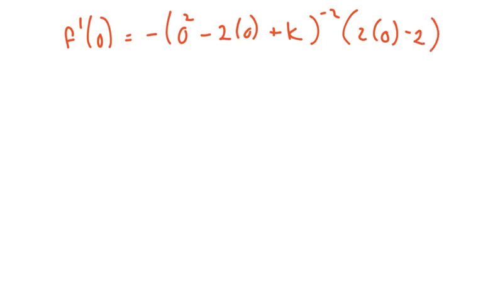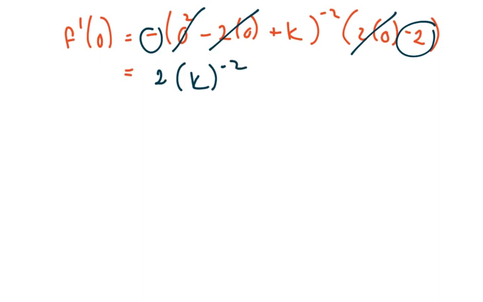Okay, that's the right amount of parentheses. There we go, this 0, that 0, that 0. So we get negative 2. And then k to the negative 2, those parentheses are not necessary, and they're saying that the slope at 0 is 6. So we're just solving for k here.